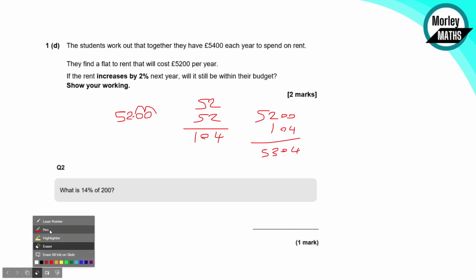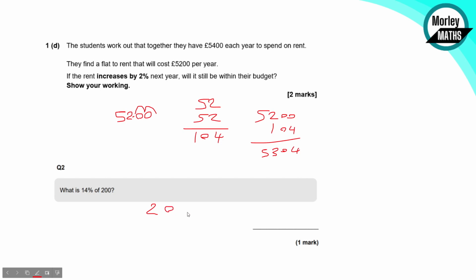So next question, nice easy one. What's 14% of 200? We can work out easily enough 10%. So 10% will be 20 if we jump that decimal place over. We'll also need 1%, which is 2. So we've got 20 for 10%, £2 for 1%. We need 4 lots of 1%, because we need to find the 4%, don't we? So 10% and 4 ones gives you a total of 28. There's your answer there. So 28, 14% of 200.